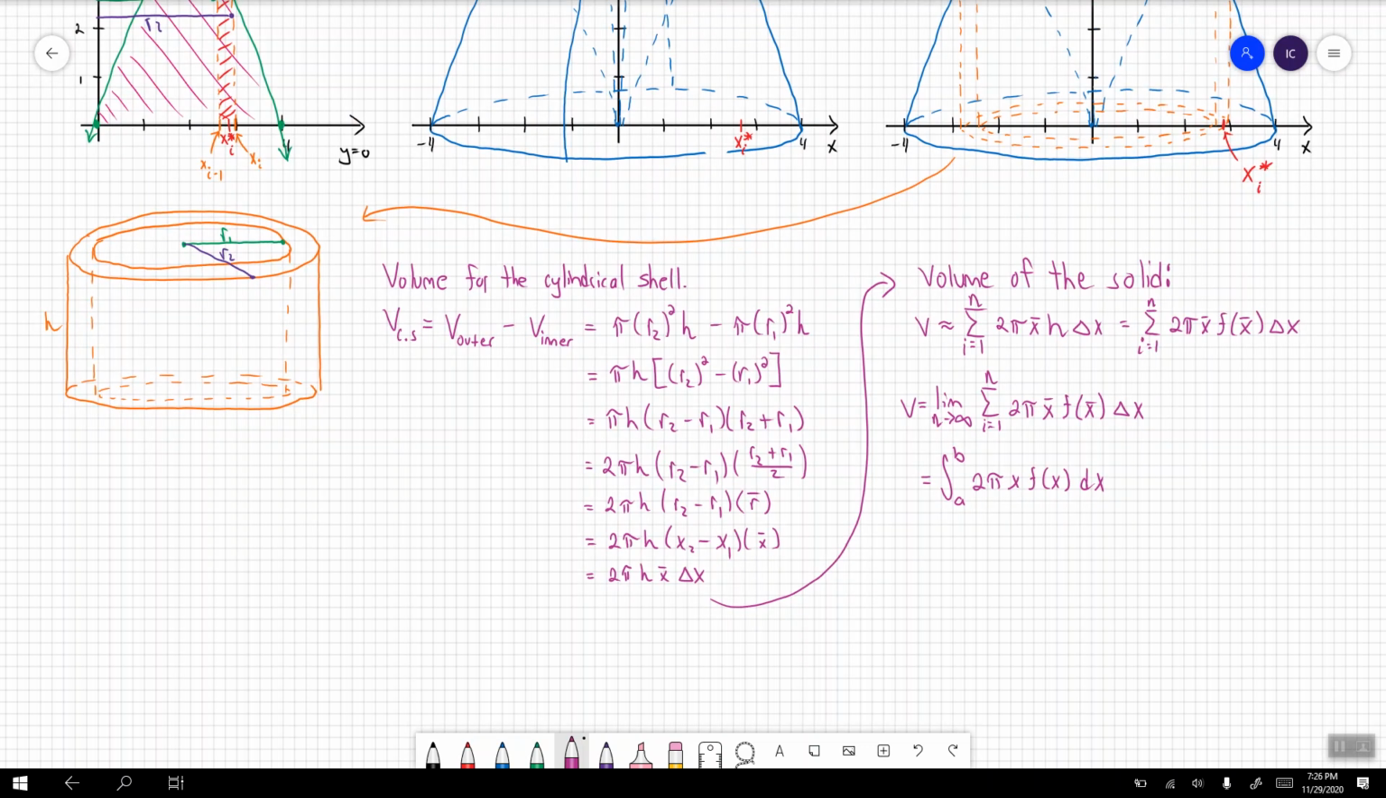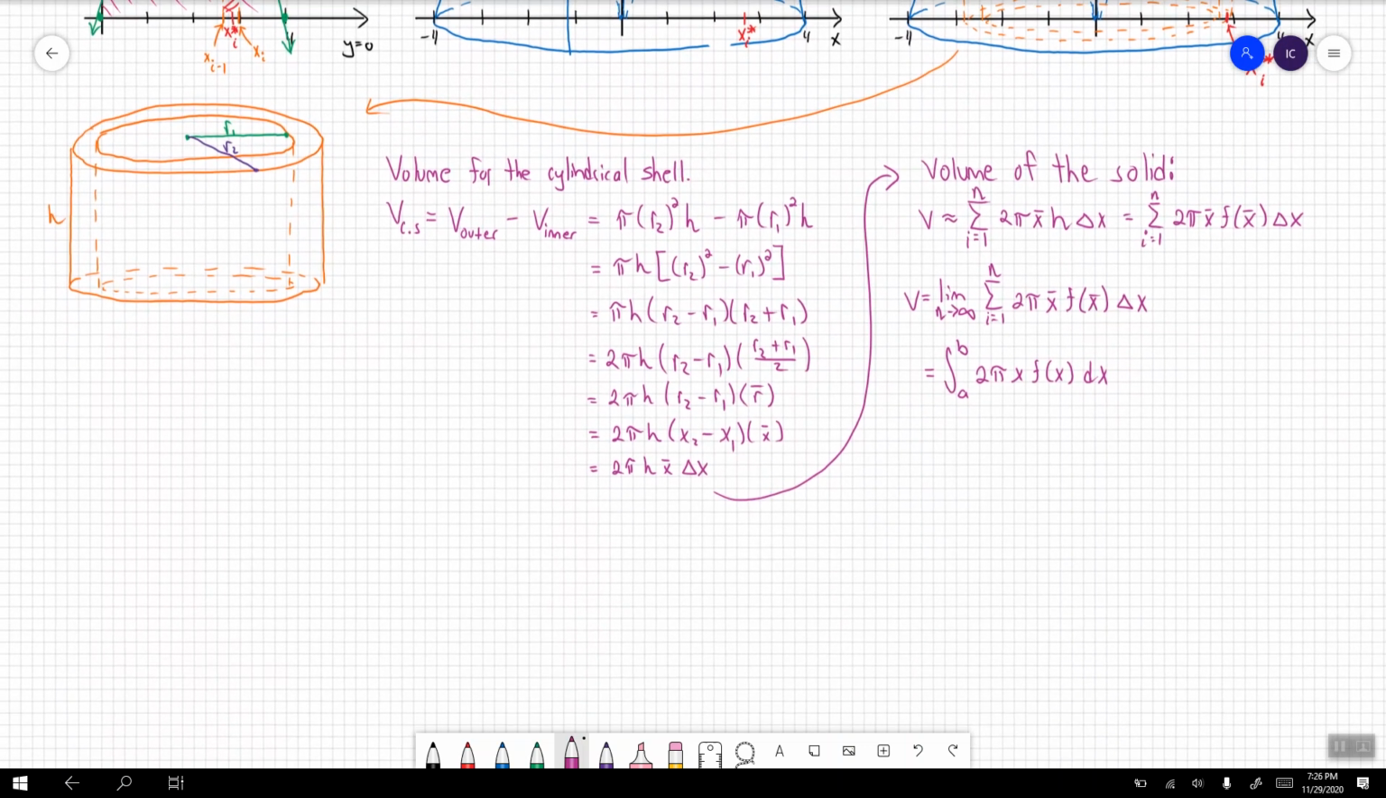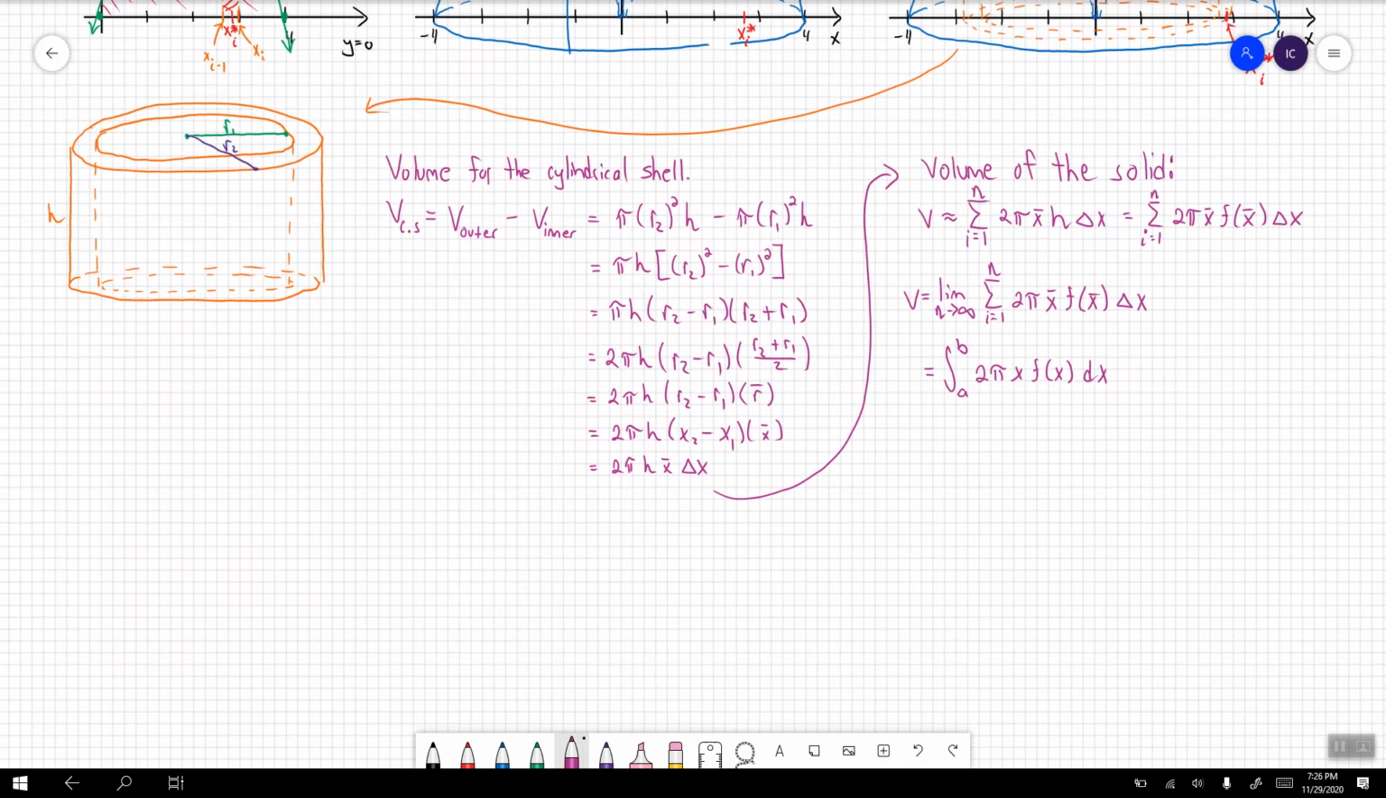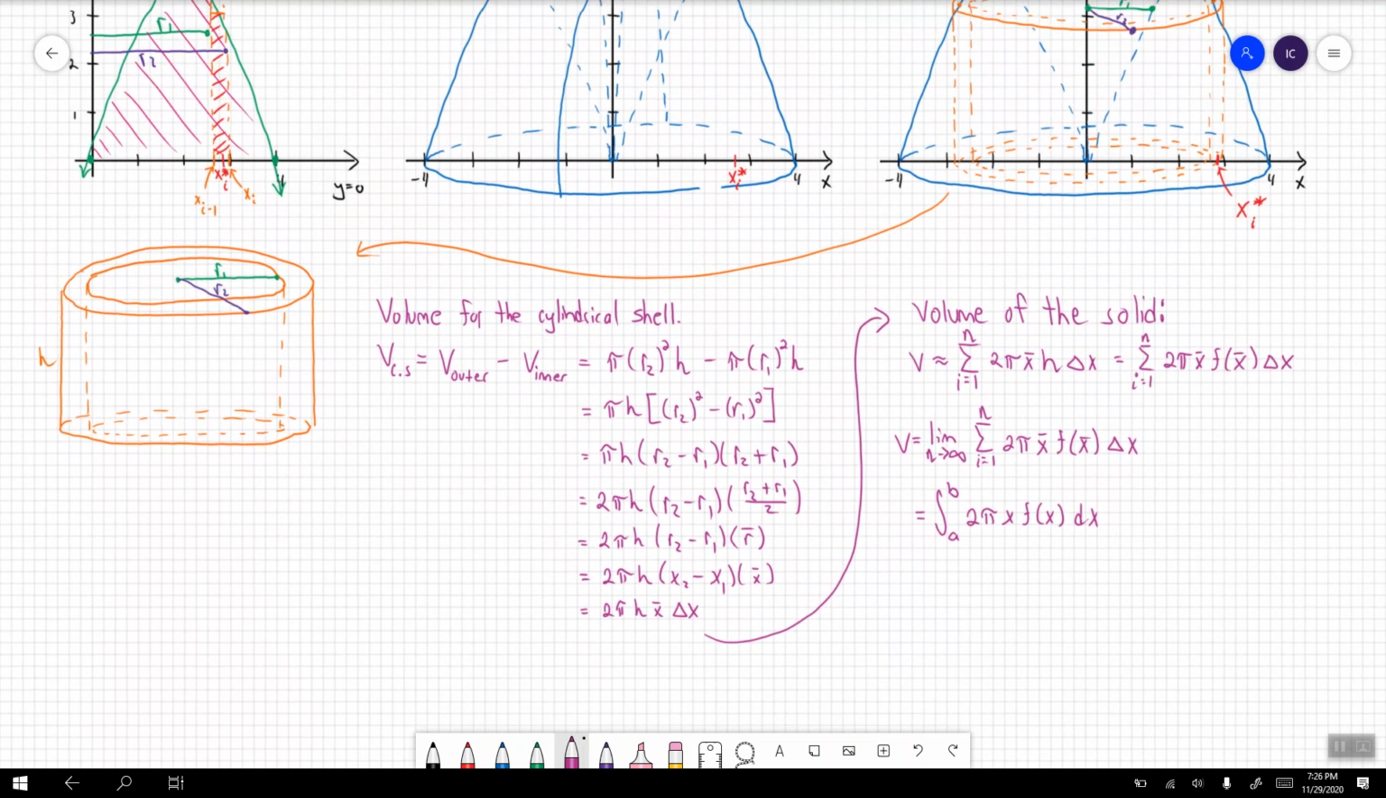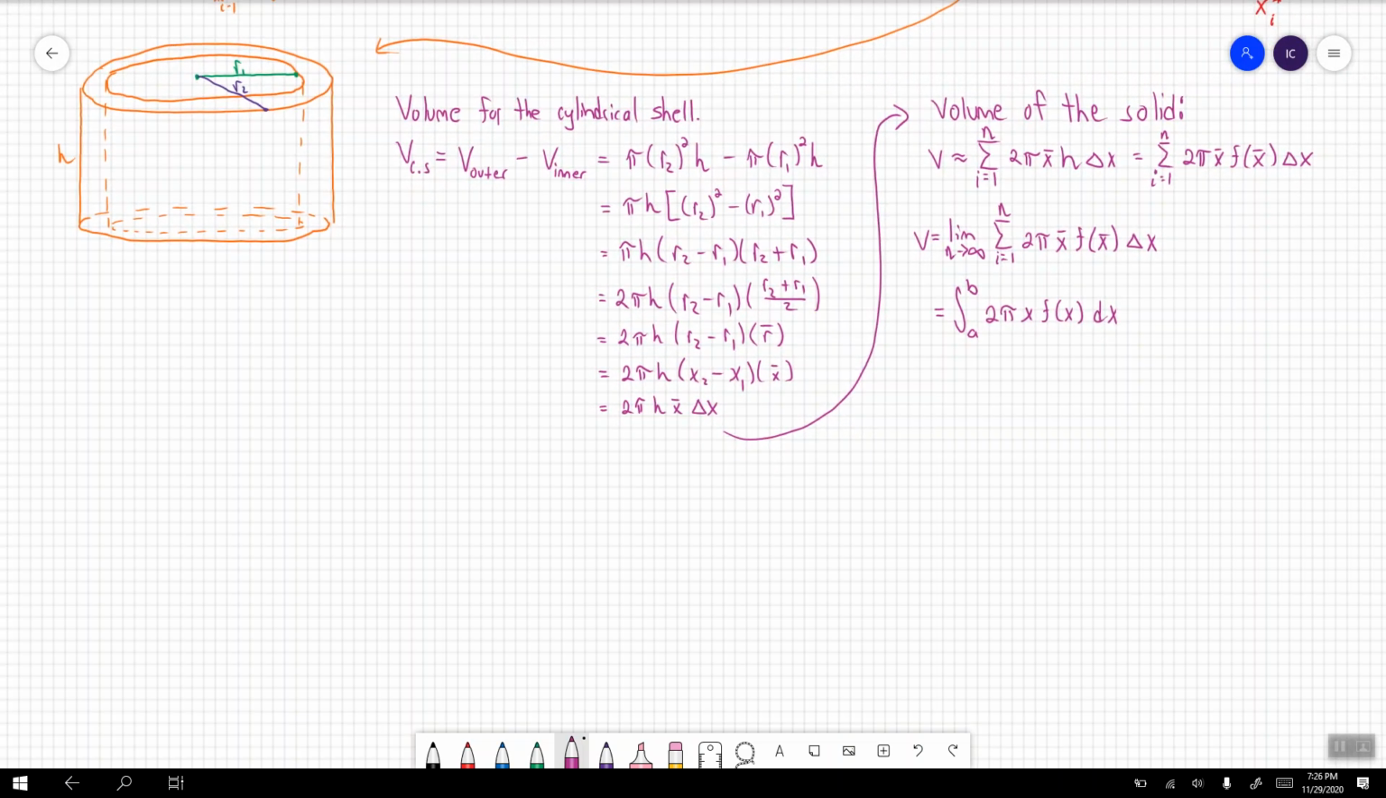Now, one thing that you're going to notice here is that the cylindrical shell is going to be parallel to the axis of rotation. So the height of the cylindrical shell needs to be parallel to the axis of rotation. And that's one thing that we have to be always very aware of.